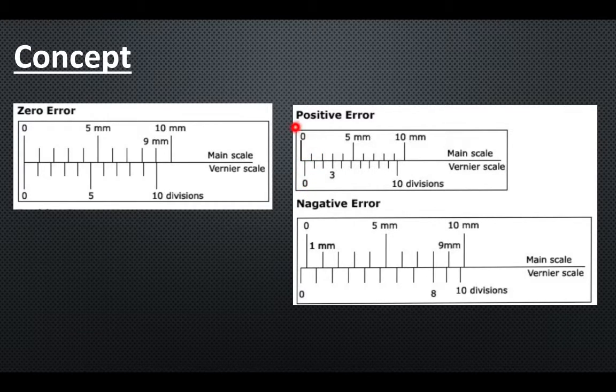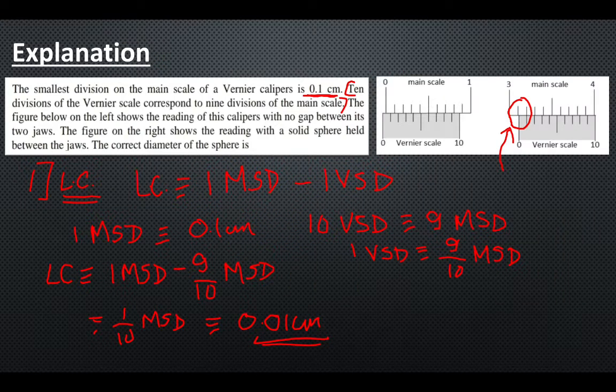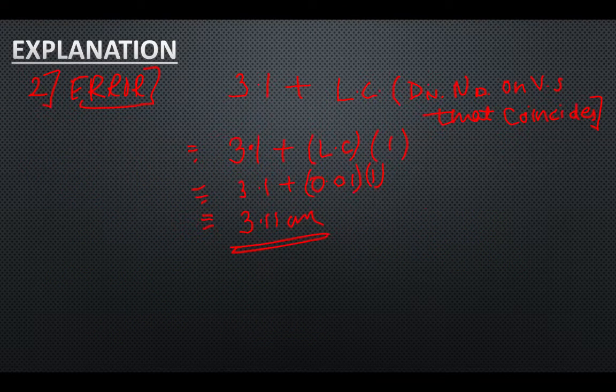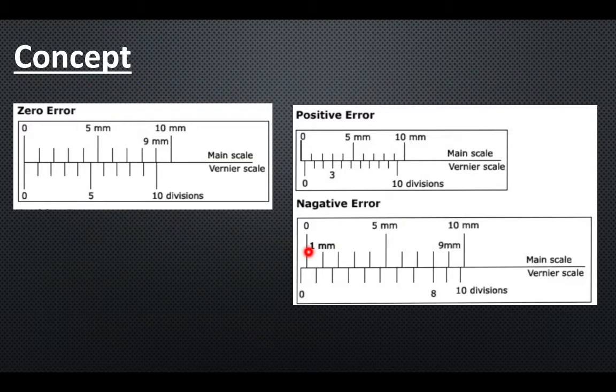When this case arises, it is a positive error, and negative error is the case when zero of the main scale reading is in front of the zero of the vernier scale reading. So over here in this question we have zero of the main scale reading in front of the zero of the vernier scale reading. This is a pure case of negative error, as is clear from the fact over here.